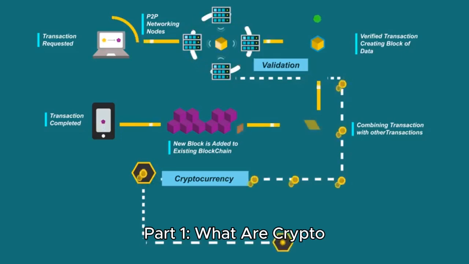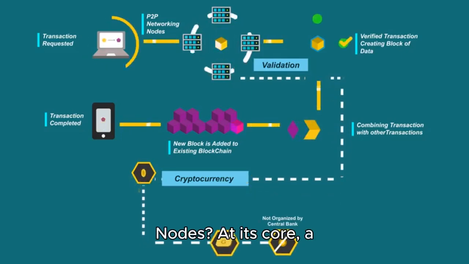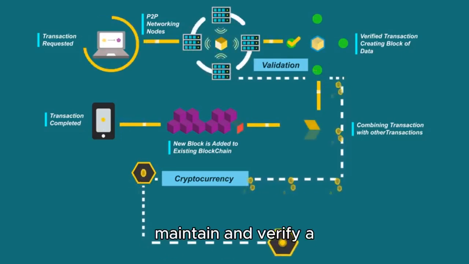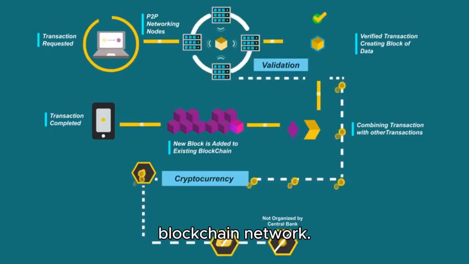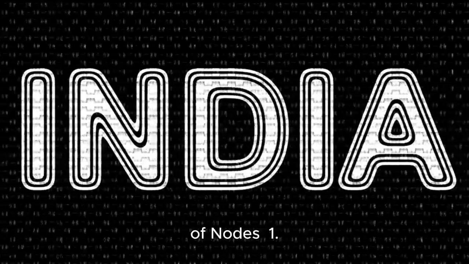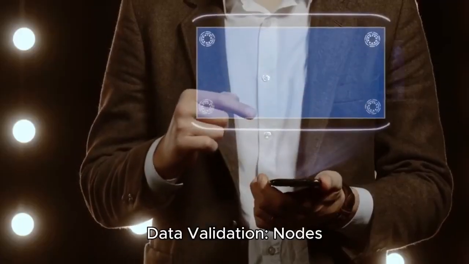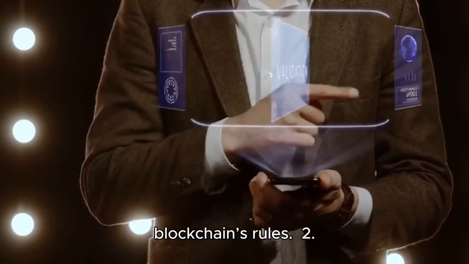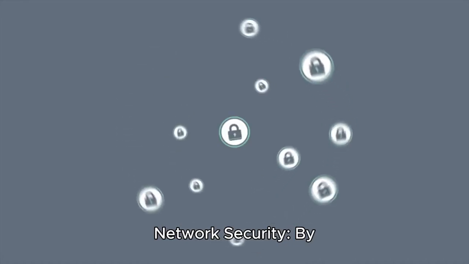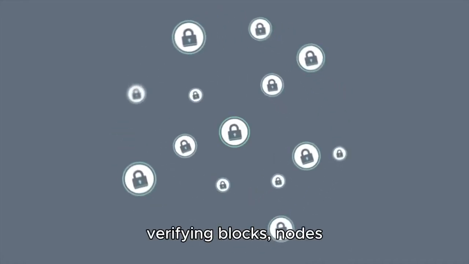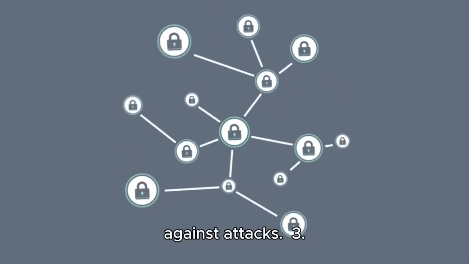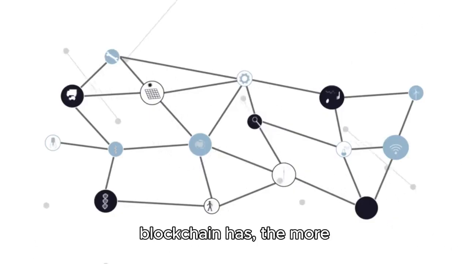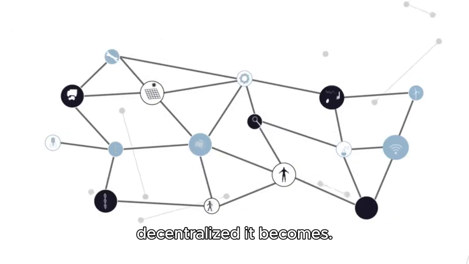Let's dive in. Part 1. What are crypto nodes? At its core, a crypto node is a computer or device that helps maintain and verify a blockchain network. 3 key functions of nodes. 1. Data validation. Nodes validate transactions and ensure they follow the blockchain's rules. 2. Network security. By verifying blocks, nodes help secure the network against attacks. 3. Decentralization. The more nodes a blockchain has, the more decentralized it becomes.